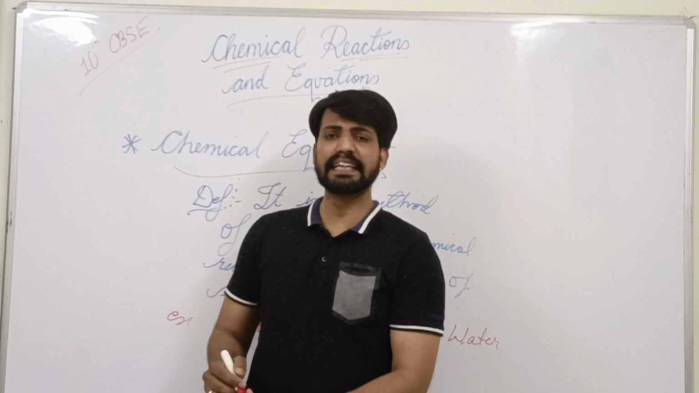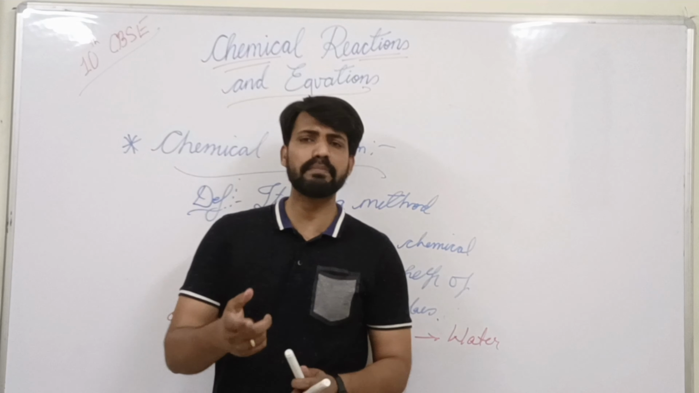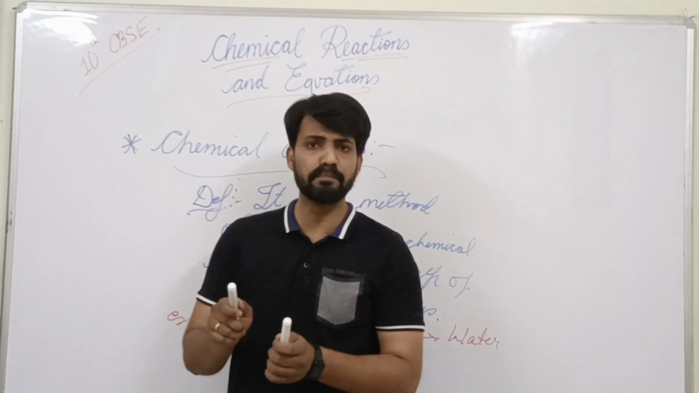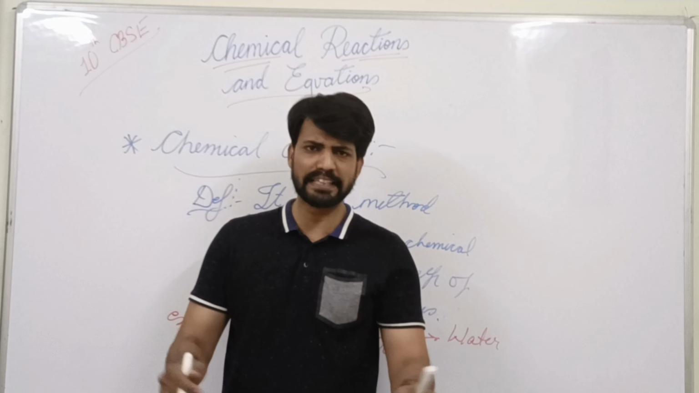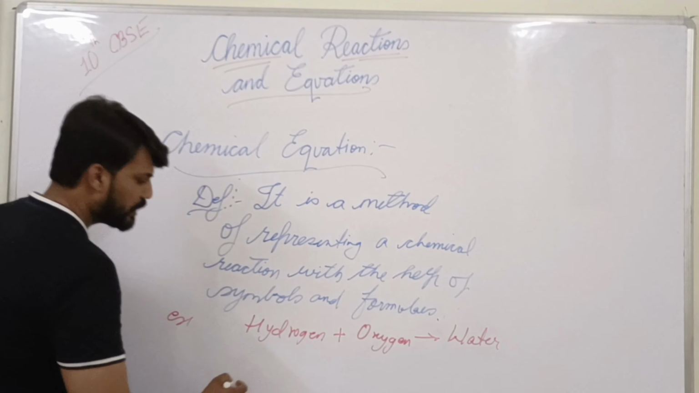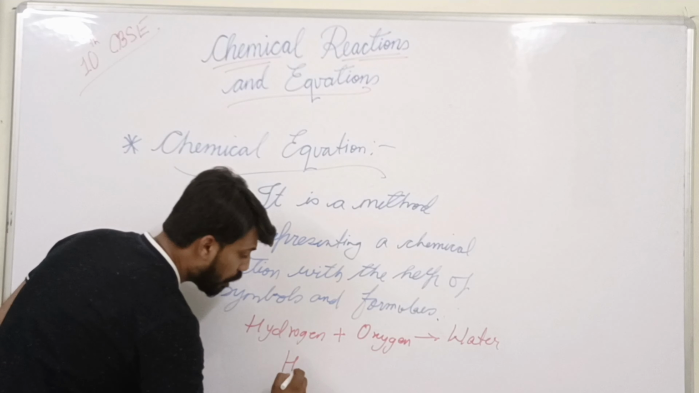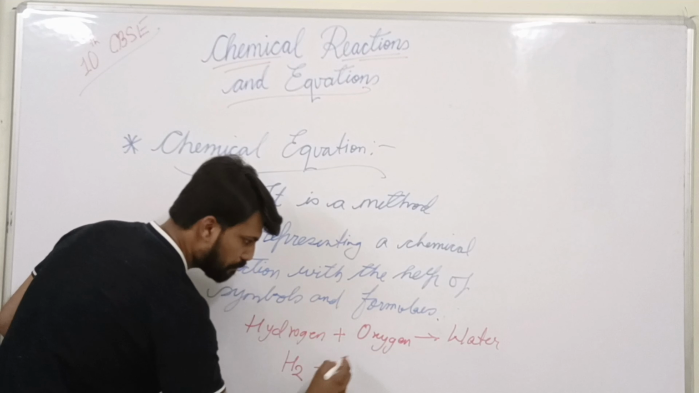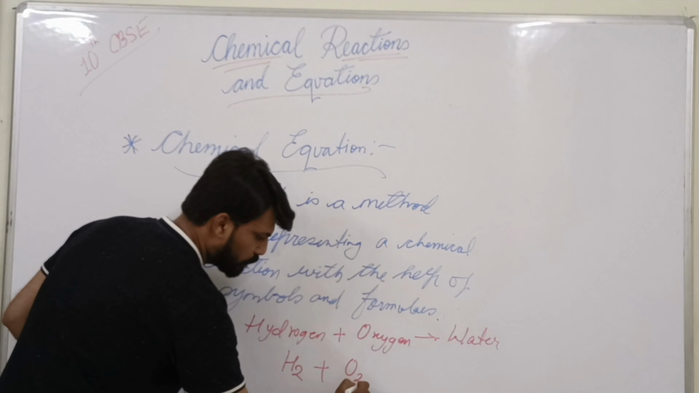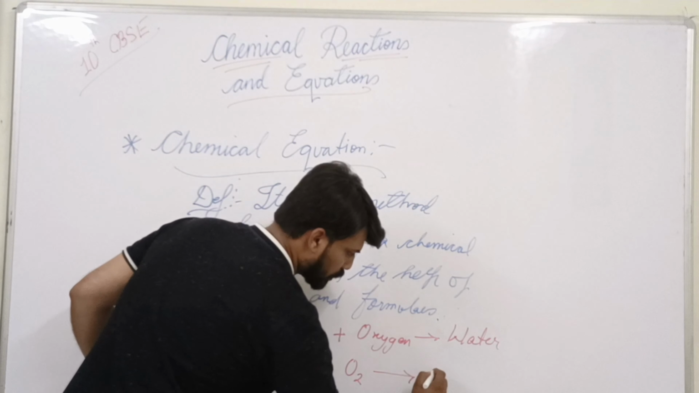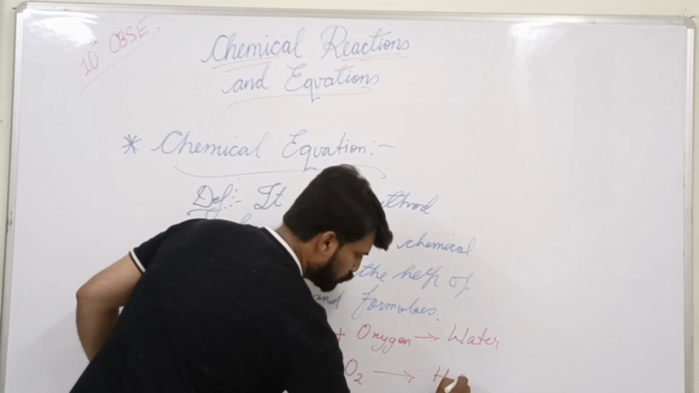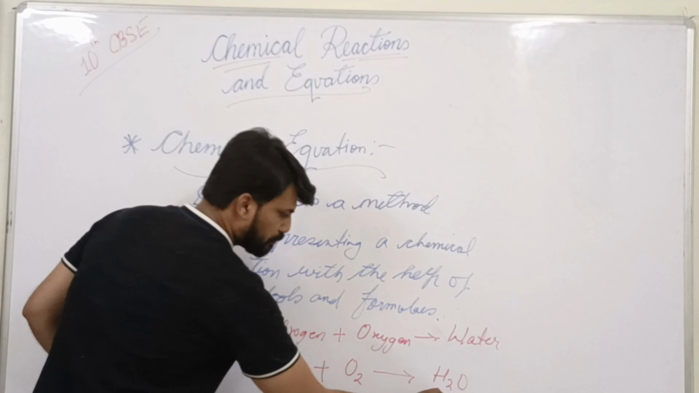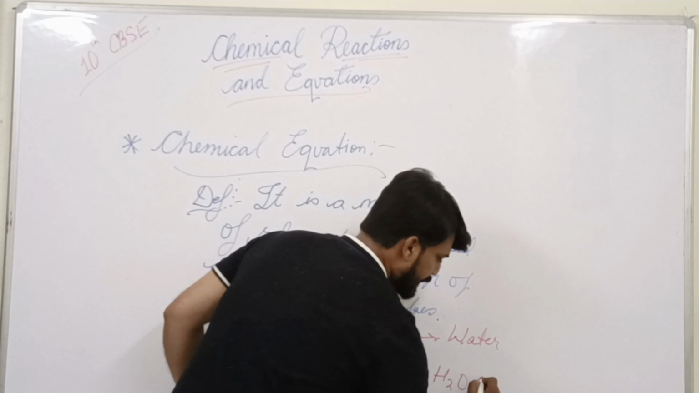In ninth class, we learned how to write the formula of any element or compound. So here we are just going to apply that. We know the formula of hydrogen is H2, plus oxygen is always O2, and we get the product as water, that is H2O. So this is nothing but our chemical equation.